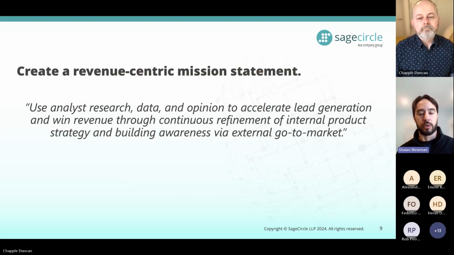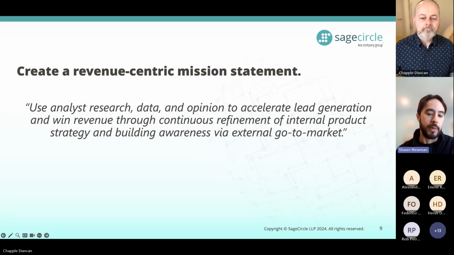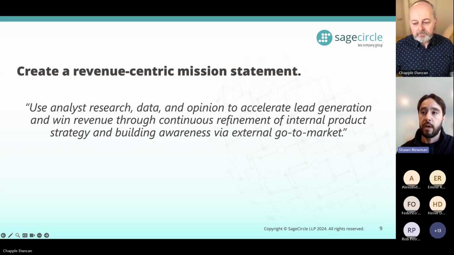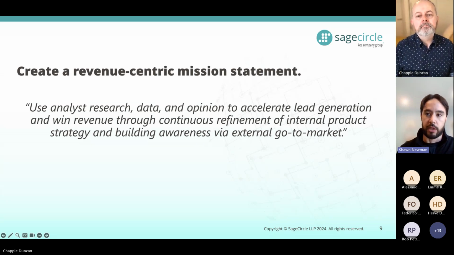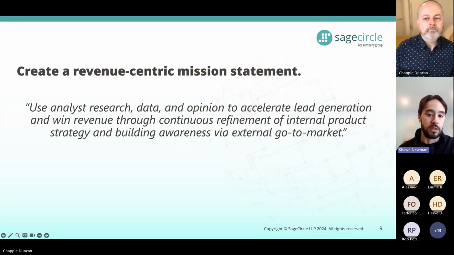So just to get started, we'll start at a higher level and work our way down. I think one of the most important things you can do as AR folks is define your role within the organization by creating a revenue-centric mission statement, because when we talk about leads and content, it really is just about generating revenue within the organization. And I've always found that when you can point to metrics and revenue generation as your primary responsibility, it makes you a key cog within the organization and raises your visibility.